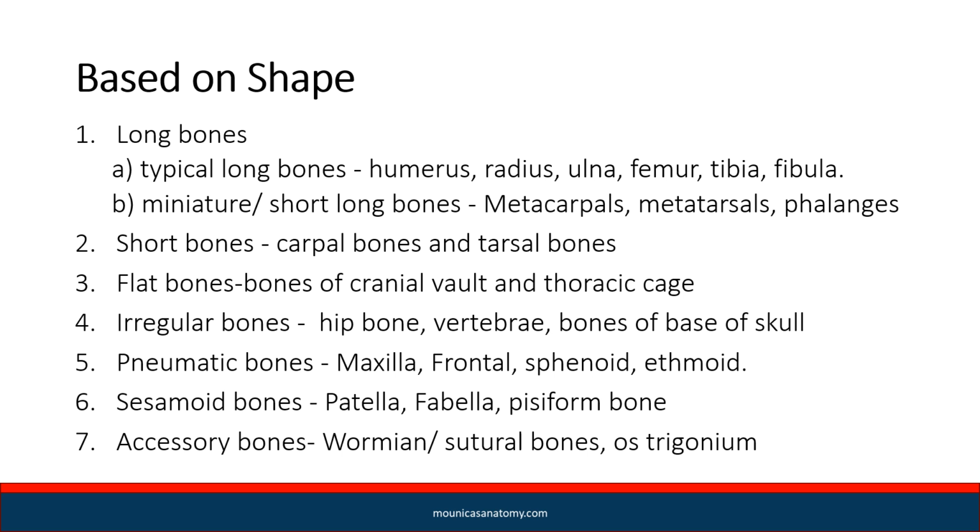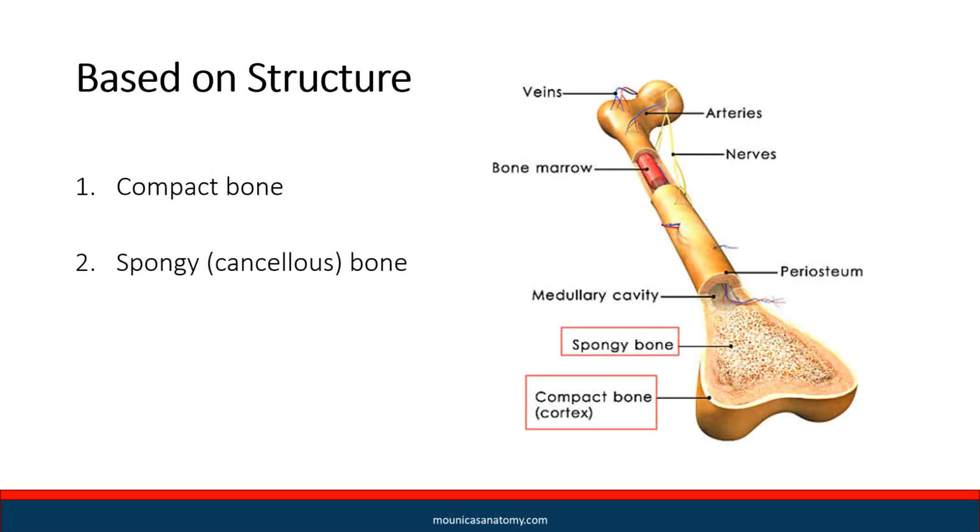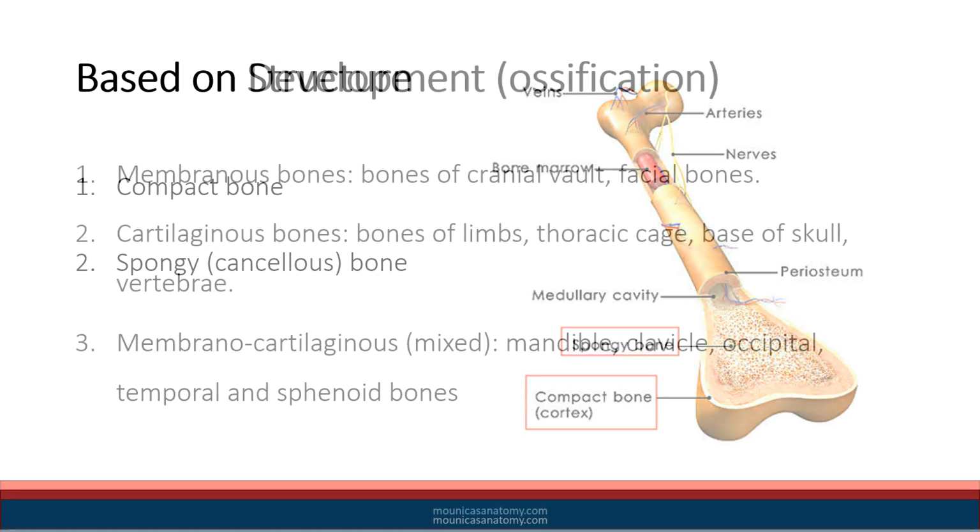Sesamoid bones are patella, fibula, pisiform. Accessory bones are wormian and os trigonium. Based on structure, compact and spongy.